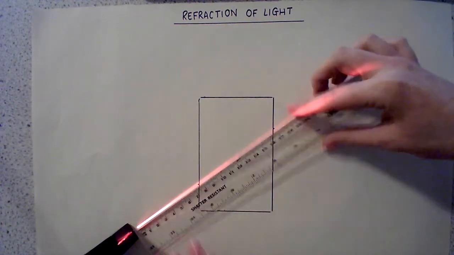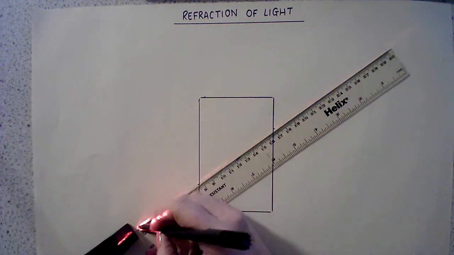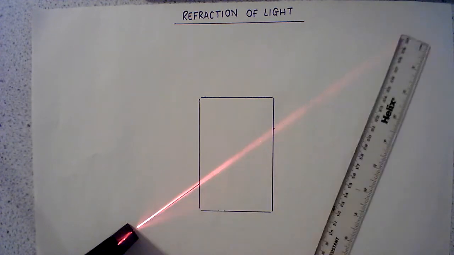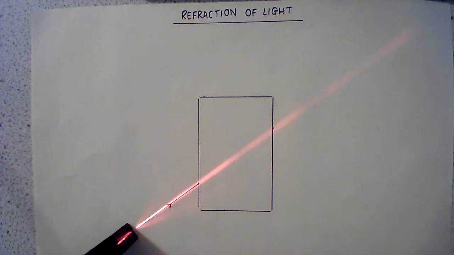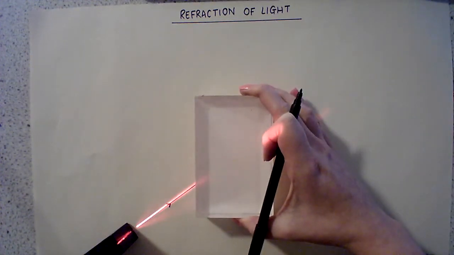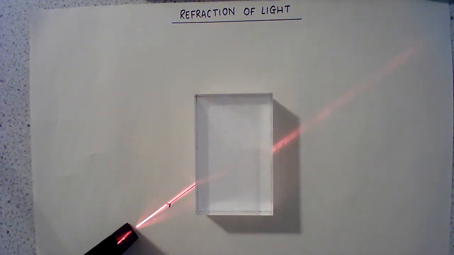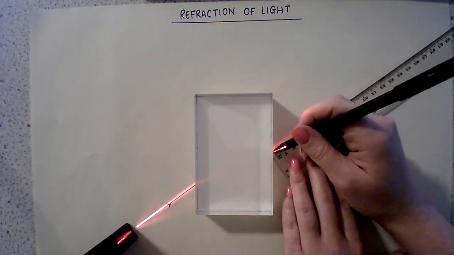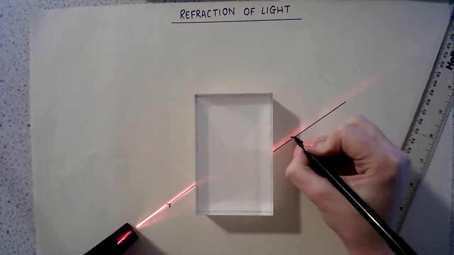So the first thing I'm going to do is I'm going to take the incident ray, the light going in, and I'm going to draw a line just as it hits the glass block with a little arrowhead. Now we're going to take the glass block and pop it on top of where we have drawn. What I'm now going to do is mark off where the light is exiting the block, again with a little arrowhead.